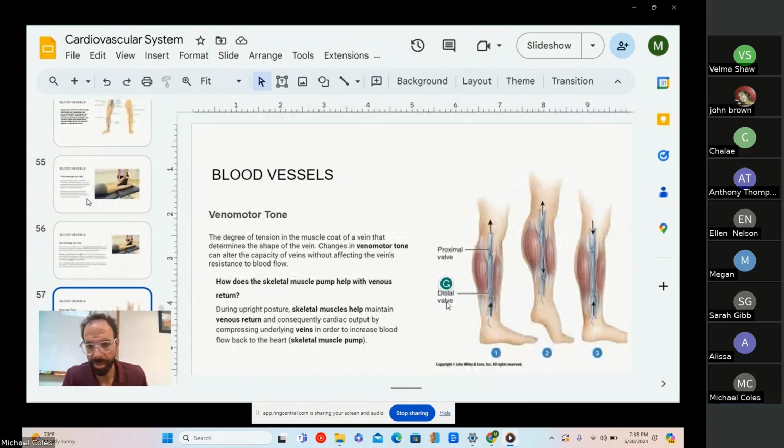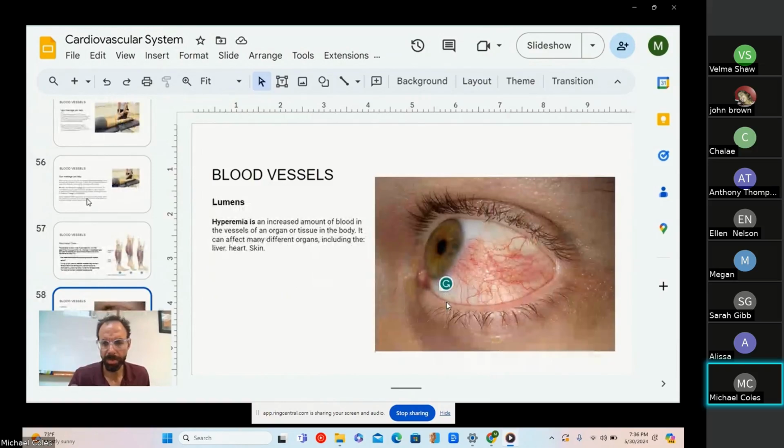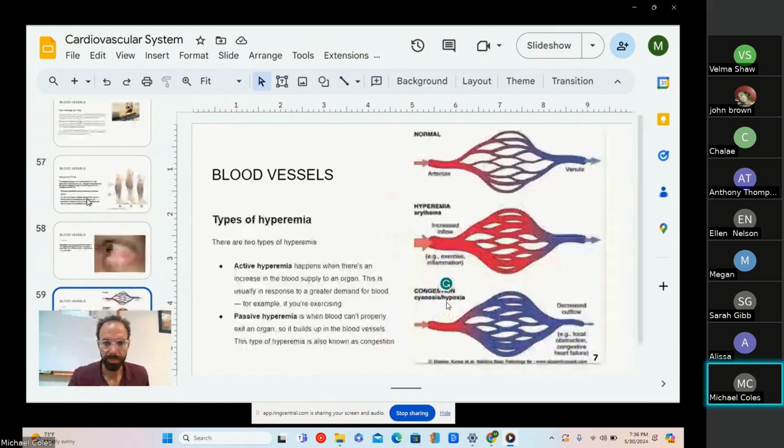So as you can see here, an example of venomotor tone: the muscles in the calves contract, squeezing the blood up, and the valves close off, helping the blood go back to the heart. So here's an example of those capillaries, hyperemia, just meaning increased blood into those vessels. Those little capillaries are going to be larger than normal, but they're normally very small, under the white of the eye, and you can't see them as prominently.